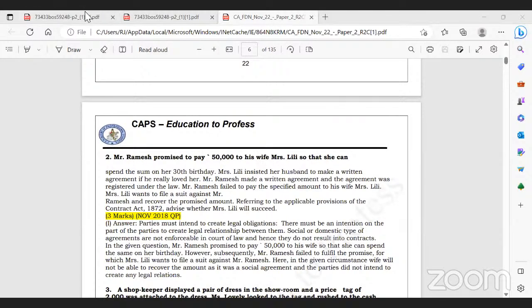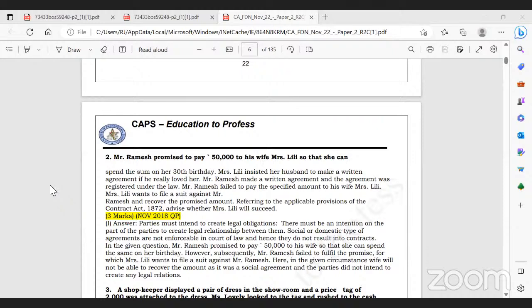Okay, what do you think, Saichideshani? We'll see whether you are right or if their answer is right or not. Now we read the whole question, no? What do you think? You understood the case? Yes, sir. Ramesh has a wife, Lily, and he promised to give her on her birthday some amount, right? How much amount? 50,000. And he loves her and he gives it in writing and she makes it registered also. Is this a valid agreement or is it an invalid agreement? Can Lily recover the money from her husband? No, sir, she can't.